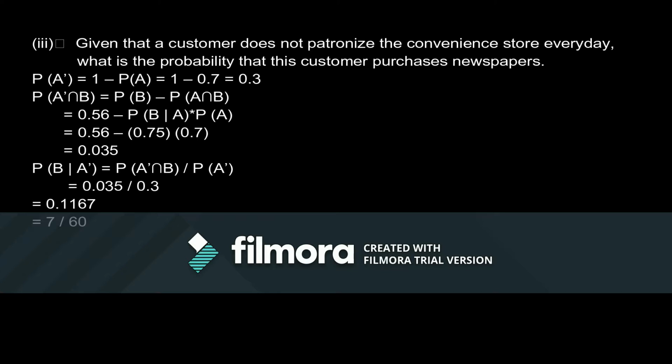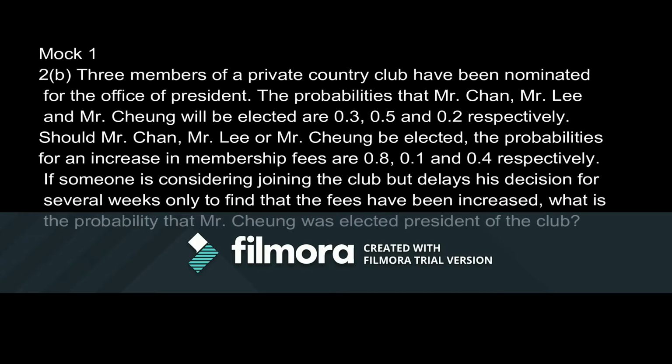To calculate the probability that a customer purchases newspapers given that a customer does not patronize the convenience store every day, we can apply the conditional probability again. That is the probability of the intersection of the event that a customer does not patronize the convenience store every day and event B over the probability of event that a customer does not patronize the convenience store every day. That is 0.035 over 0.3. The answer is 7 over 60 and the steps are listed below. I will illustrate two questions in Mod 1.